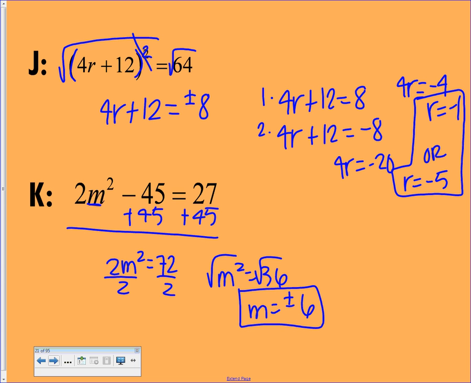So please take a note between J and K. There is a difference. J had a whole expression in parentheses. K did not, so I could just move everything and then square root it at the end. So keep those in mind.